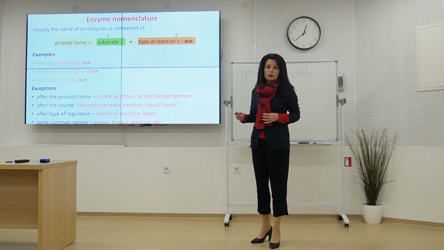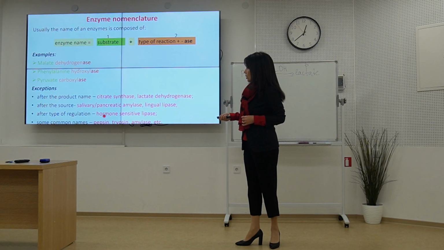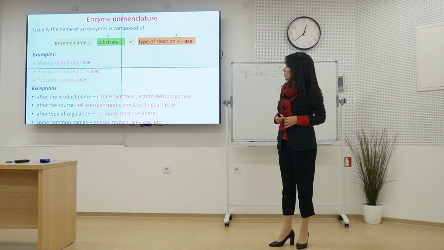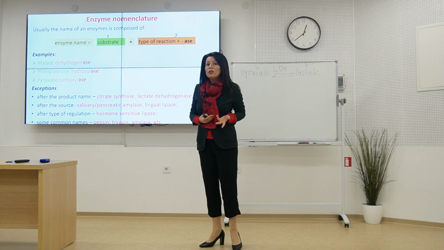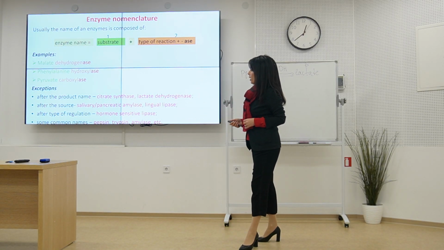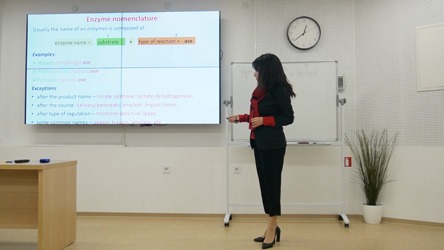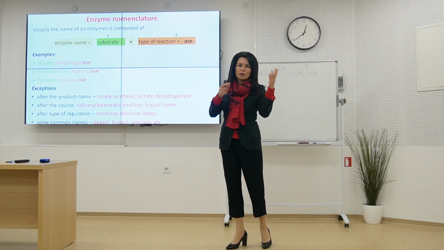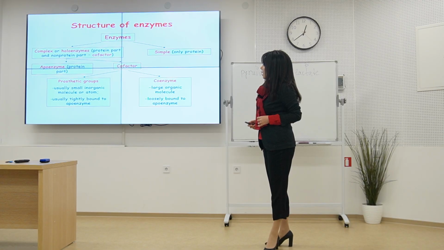Lingual lipase, in the mouth again. After the type of regulation, hormone-sensitive lipase. This means that this enzyme is active because of some contact with different hormones. Some common names. Pepsin. Where is pepsin? In the stomach. Trypsin. Small intestines. Amylase. You understand about amylase, either in the mouth or in the small intestines.